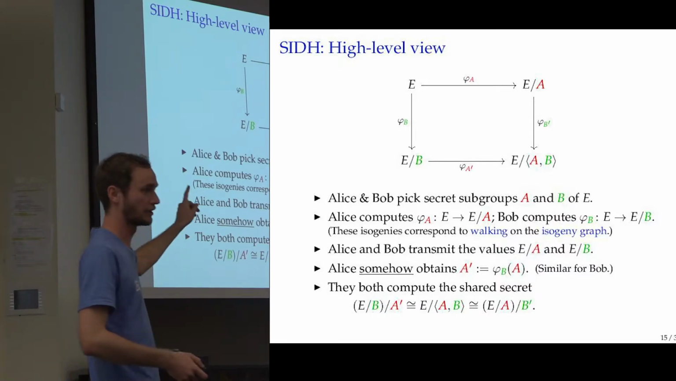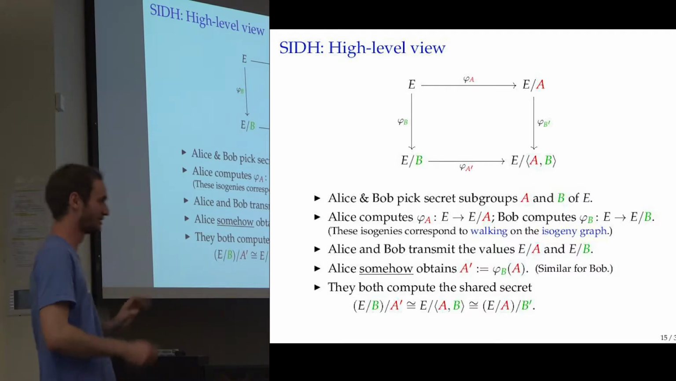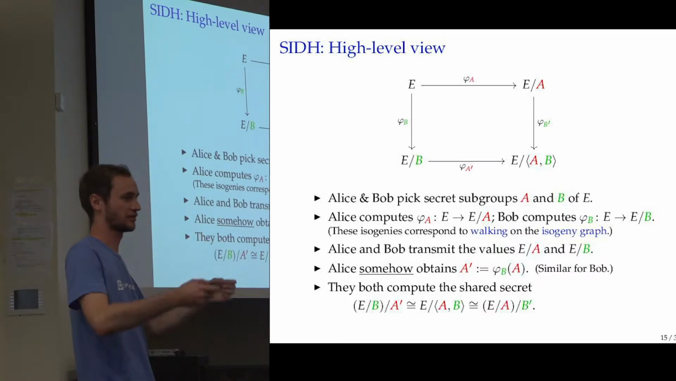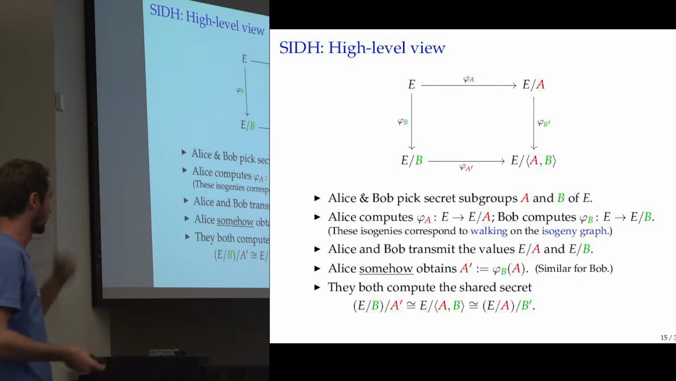Actually, after I made this slide, I noticed that this is also the high-level protocol flow for CSIDH. So they do have something in common, except that the somehow part here becomes easier in CSIDH because there are canonical ways to choose these subgroups without really knowing the map that's in between them.